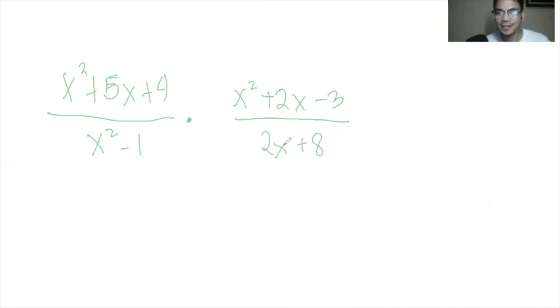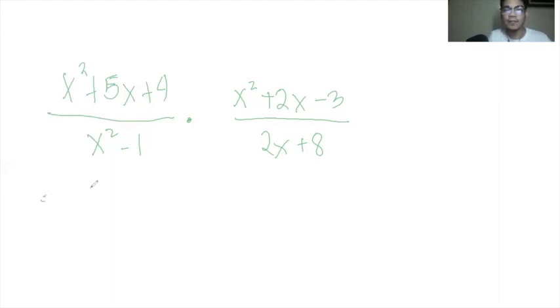Okay, let's try the next one. So we have here x squared plus 5x plus 4 over x squared minus 1 times x squared plus 2x minus 3 over 2x plus 8. So you see here now we have a trinomial in the numerator. So we need to factor that using quadratic. Okay, so we can factor this. So we can rewrite that here.